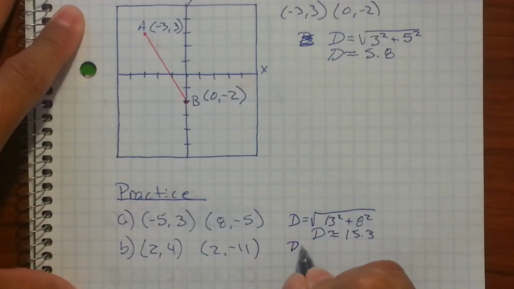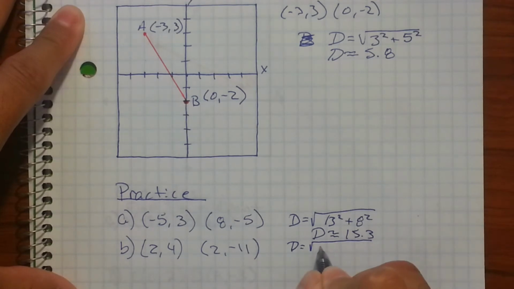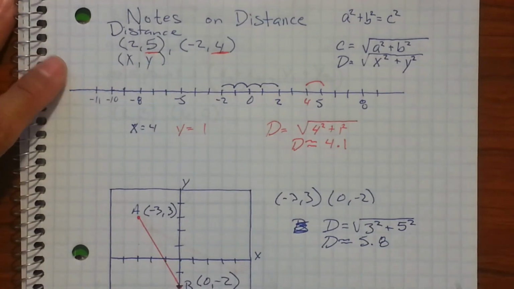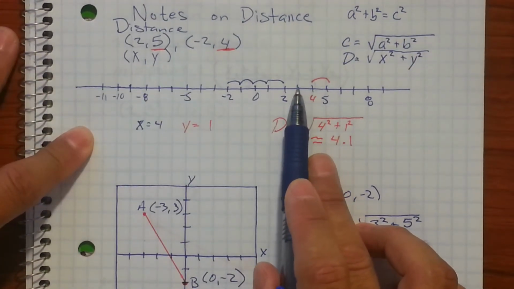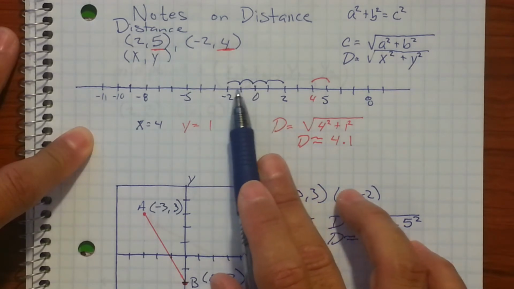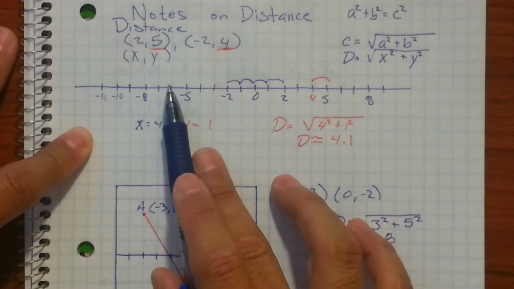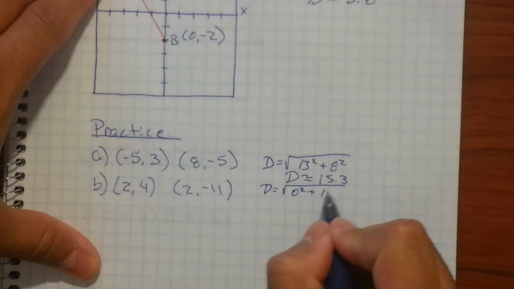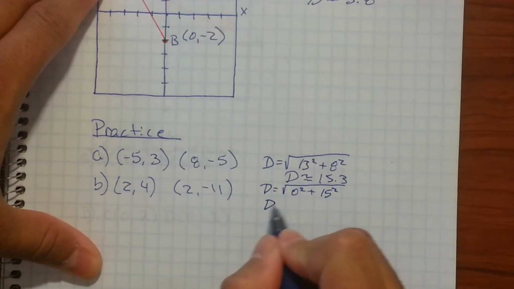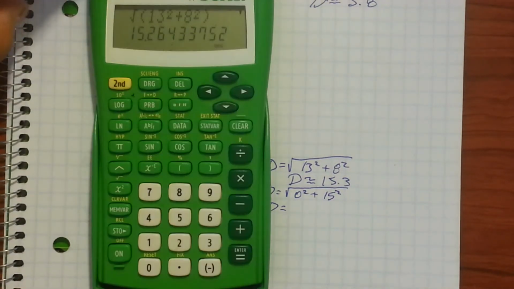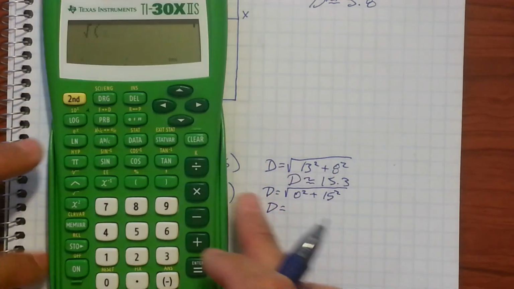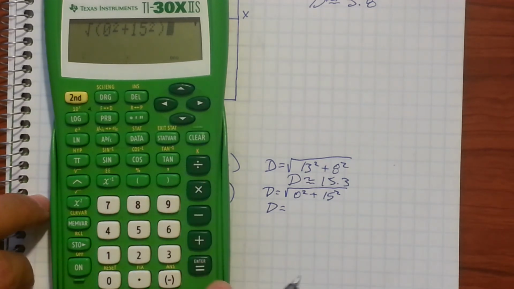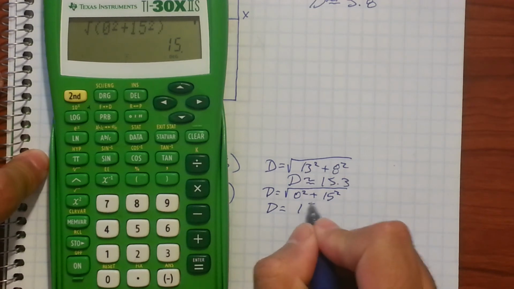So I get d is equal to the square root of 0 squared plus, now from 4 to negative 11. 4 to negative 11. So it's going to be 1, 2, 3, 4, 5, 6, 7, 8, 9, 10, 11, 12, 13, 14, 15. So I'm going to have 15 there. So d is equal to, so square root of 0 squared plus 15 squared, close, enter, and I should get 15 as my answer.